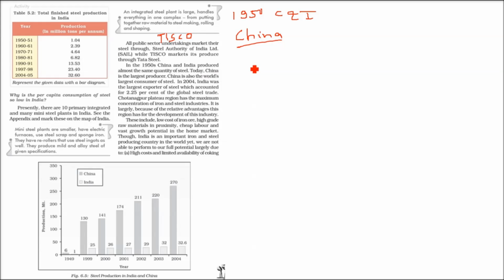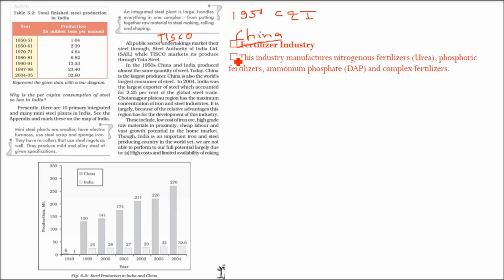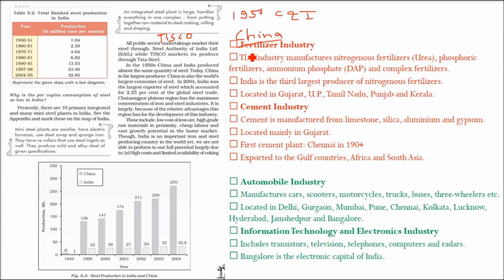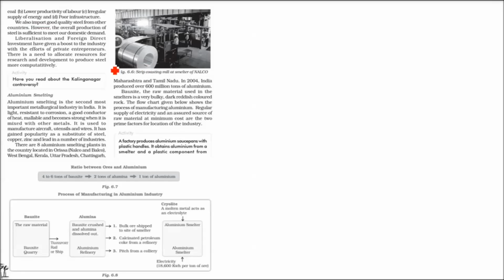And Chota Nagpur Plateau region, as I said, the maximum number of industries are there only. And the idea is that in this place, Chota Nagpur Plateau, we get the iron with low cost, high grade raw material is easily available, cheap labor, and also the vast growth potential in the home market. This is how most of the industries are located there. Now I have to discuss one more thing here before I go to the fertilizer industry.